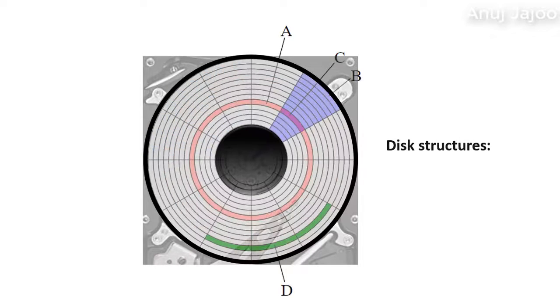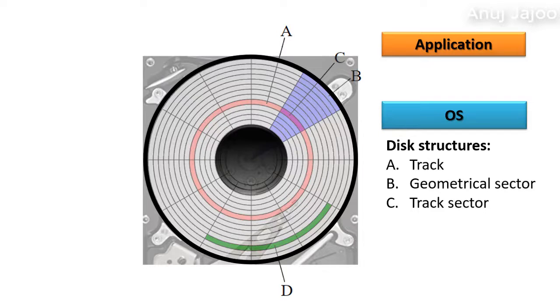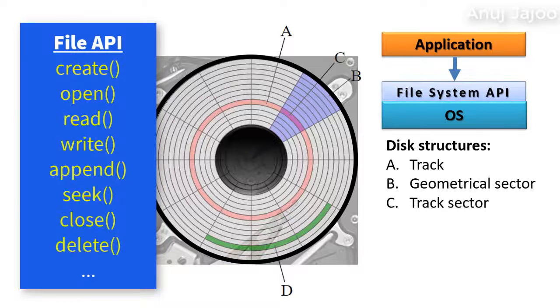Now the question is, how to prevent overwriting of one application's data by other applications? Let's understand. When an application tries to save some data on the hard disk, the addresses of these track sectors cannot be exposed to the applications for data security reasons. So the operating system allows data storage on the secondary memory through the file management system API.